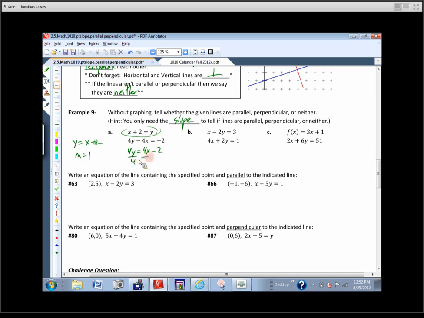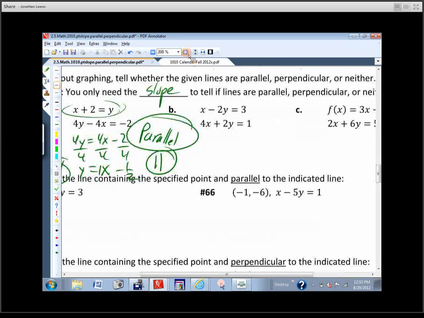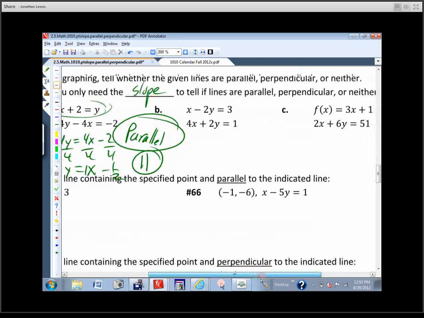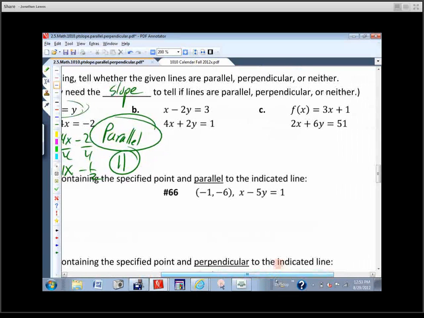Positive 1. Let's do this one. 4y equals, this would be 4x minus 2. Divide by 4. Everybody watch, please. I get y equals, this would cancel to be x. Do I care that this works out to be -1/2? I don't. All I care about is that that's a 1, so the slope on this one is 1. Both of them have the same slope, so these are parallel. You can write the word parallel, or you can just do this. Either one. Any questions?